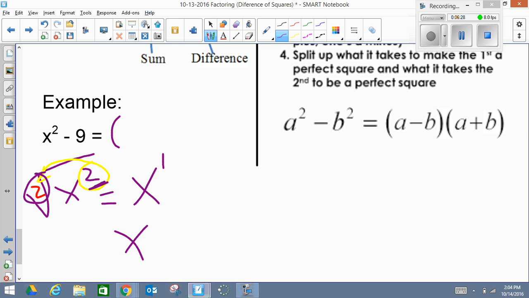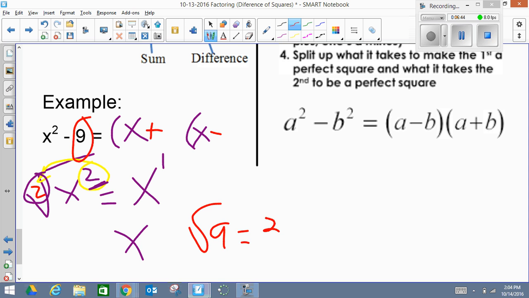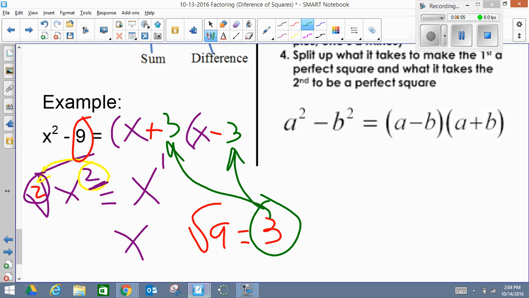So I open my two parentheses. X comes first in both parentheses. Then I do the signs. One is going to be plus and one is going to be minus. Always different signs. One positive, one negative. And then I bring the 9 and I do the square root of 9. The square root of 9 is 3. Why? Because 3 times 3 is 9. So that answer comes at the end of each parenthesis. So 3 and 3. And I close my parentheses and that's my answer. X plus 3 times x minus 3.